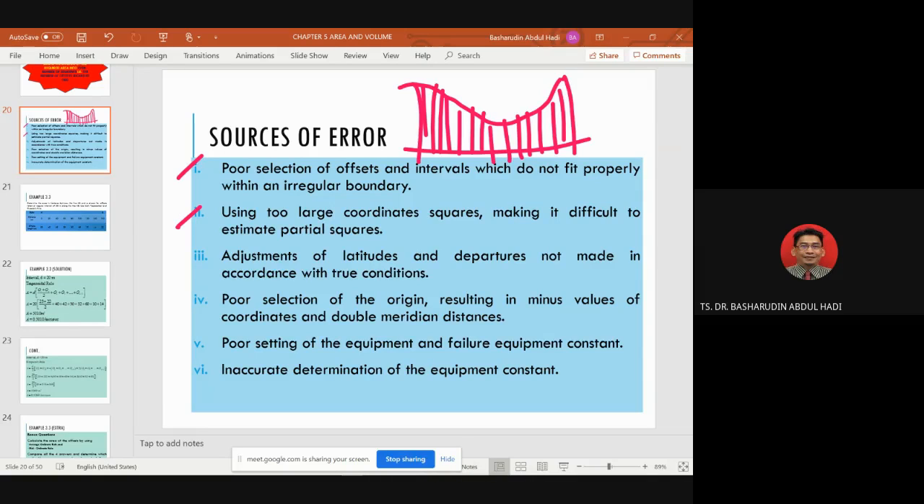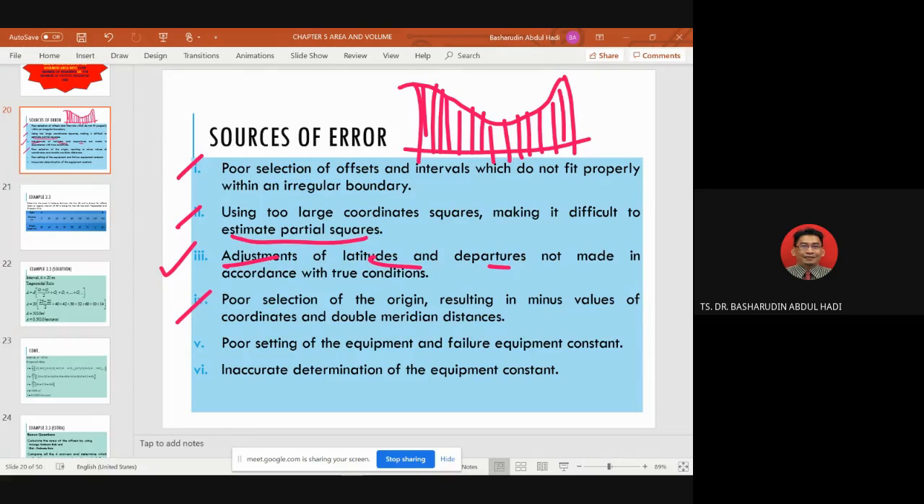Number two, using too large condition squares, making it difficult to estimate partial squares. The third one is adjustment of latitudes and departures not made in accordance with true condition. So we need adjustment, and we adjust, but sometimes it's a long leg to make sure the line is very good and fixed. But after we do some measurement and adjustments, the value that we are manipulating with extra formula is not made according to the true condition, meaning what we take is not the original objective of engineering survey.